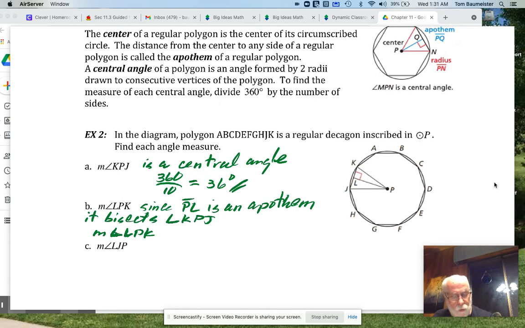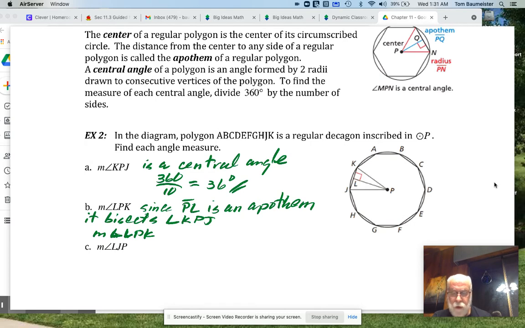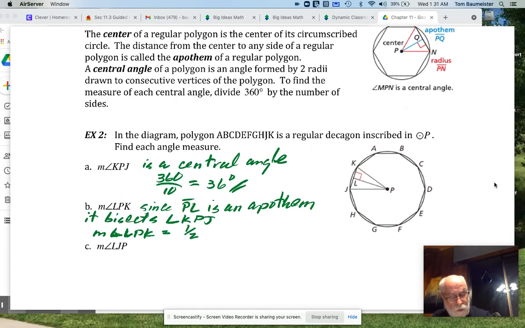So it would equal, I don't know what I keep doing. I keep hitting something and I don't know what's doing it. I had to restart once before, so hopefully I don't do it again. So that would be 1/2 of 36 degrees, or 18 degrees.